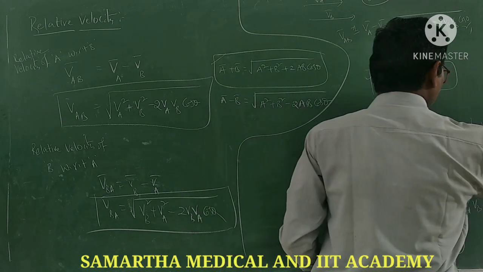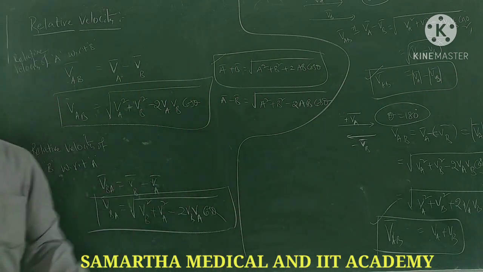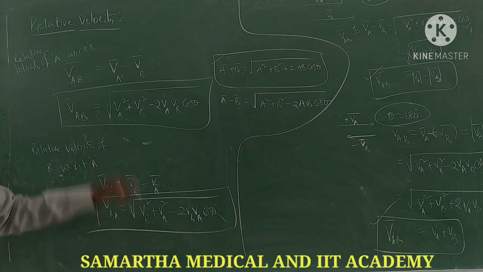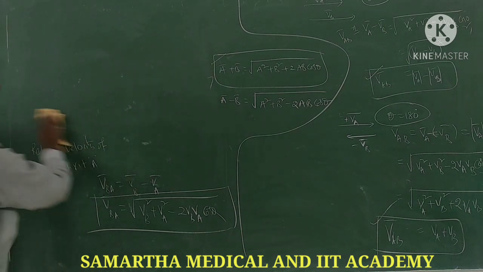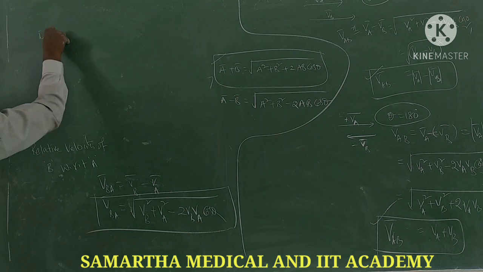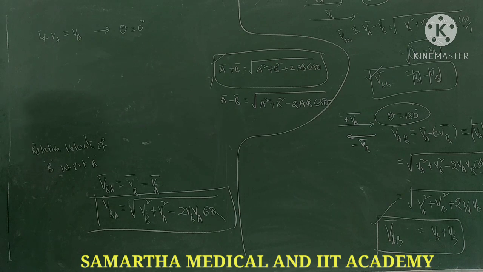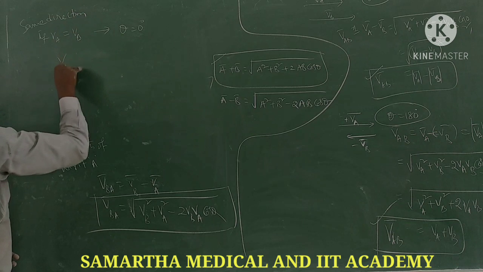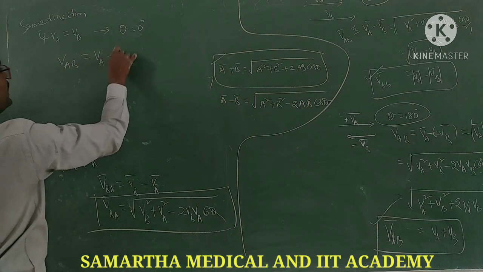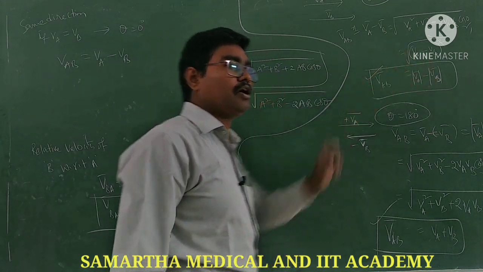Magnitude. Okay, now suppose they have the same magnitude. If VA is equal to VB and they are going in the same direction, theta is equal to 0. Then the velocity of A with respect to B is equal to VA minus VB, so directly theta equal to 0: modulus of VA minus modulus of VB.